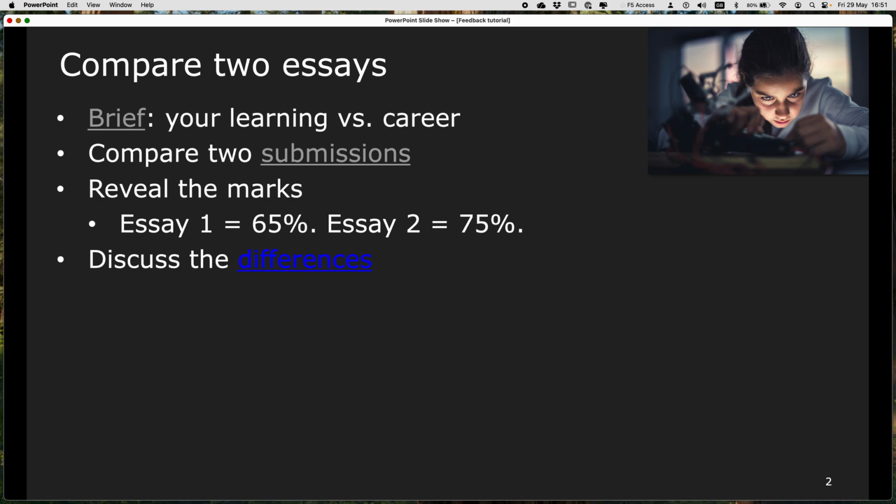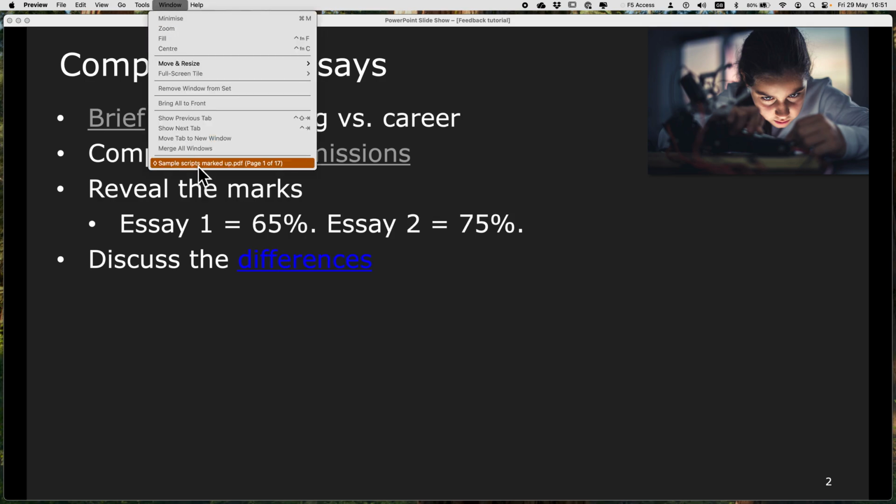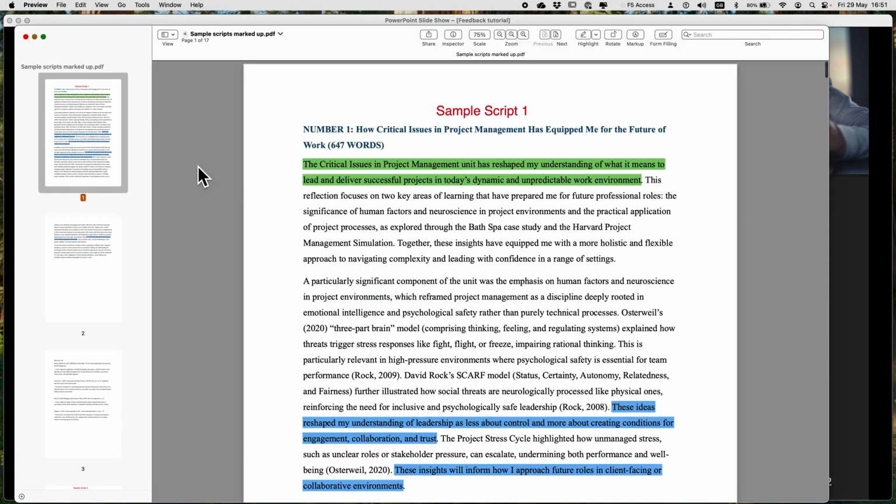Let's discuss the differences. Why did we give these marks that were a grade apart? In some respects, there isn't a great deal of difference between them, but what we're interested in is that difference between the 65 and the 75, between effectively the B and the A grade.